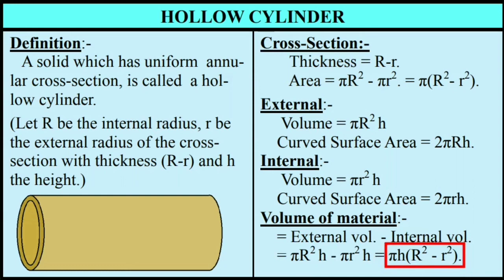Finally, the expression is pi h multiplied by difference of the square of the two radius, and here too the internal content R square minus r square can be represented in the form of formula a square minus b square as a plus b into a minus b.